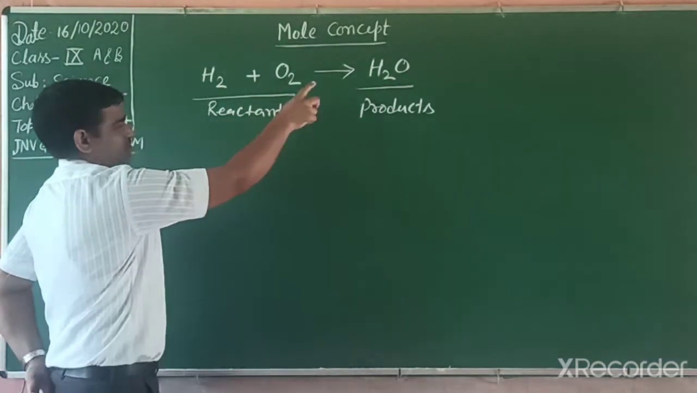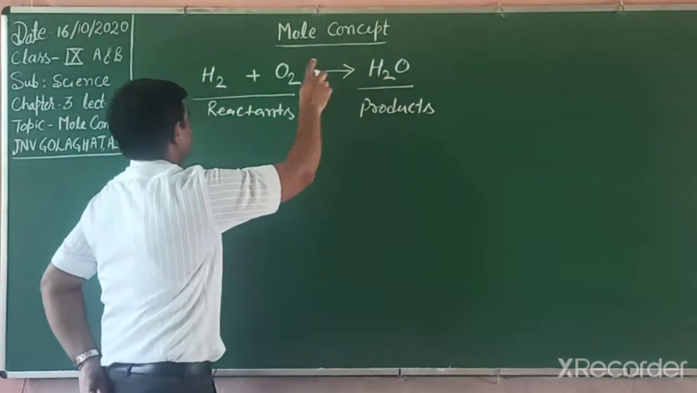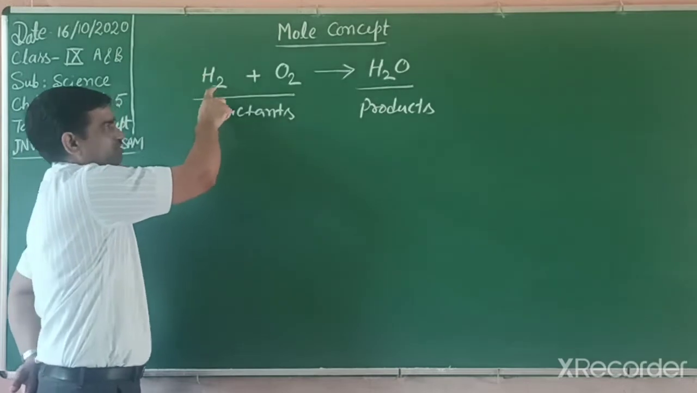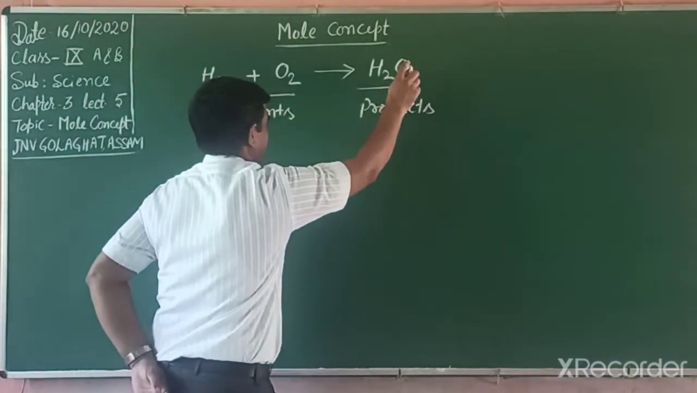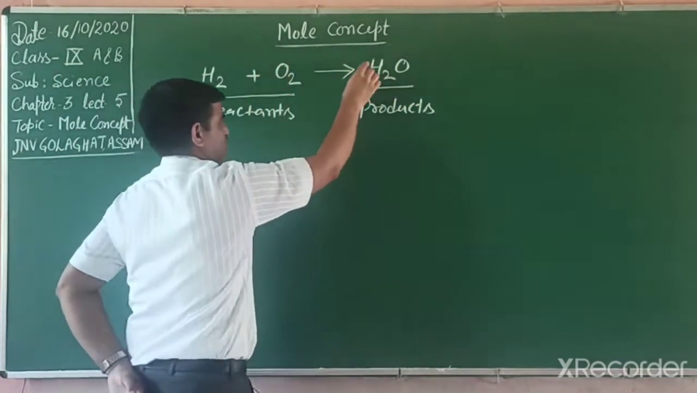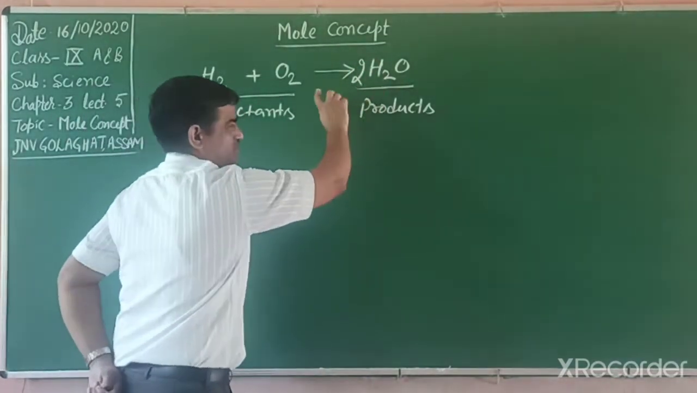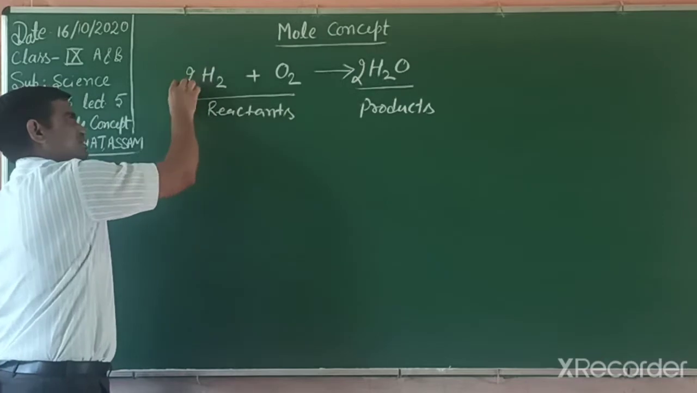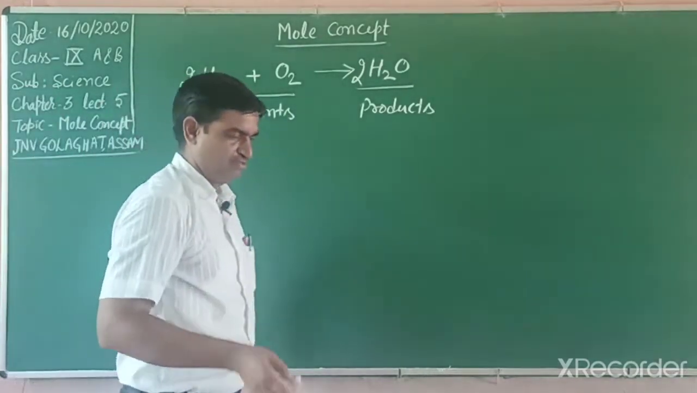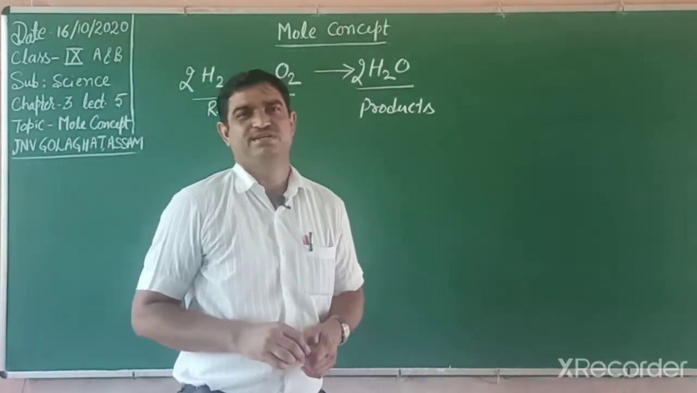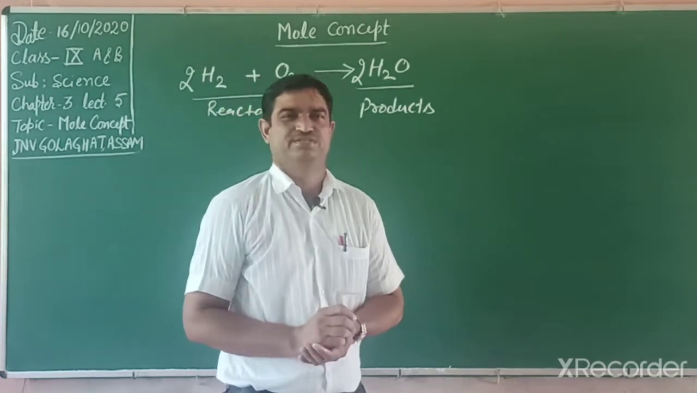So, on the left-hand side hydrogen has 2 atoms, on the right-hand side hydrogen also has 2 atoms, but oxygen has 1 on one side and 2 on the other. So, we balance it and multiply by 2. Then hydrogen is changed, so we multiply it by 2 as well. And this whole process, how we can balance any chemical reaction, we will discuss in 10th class.